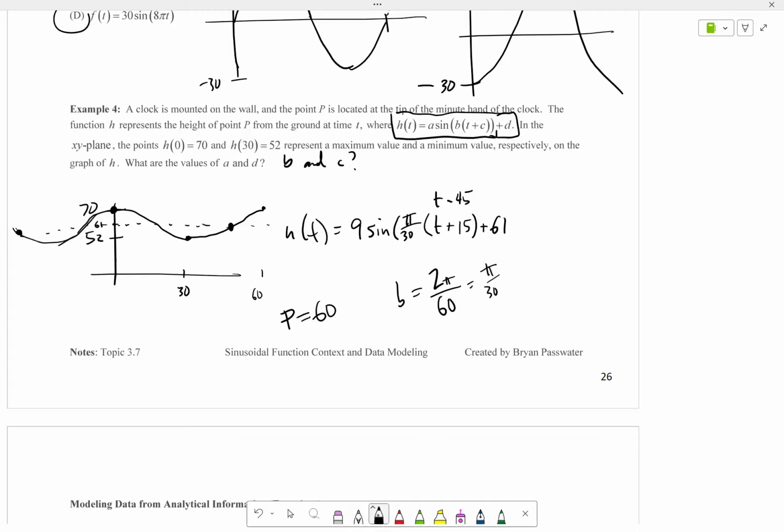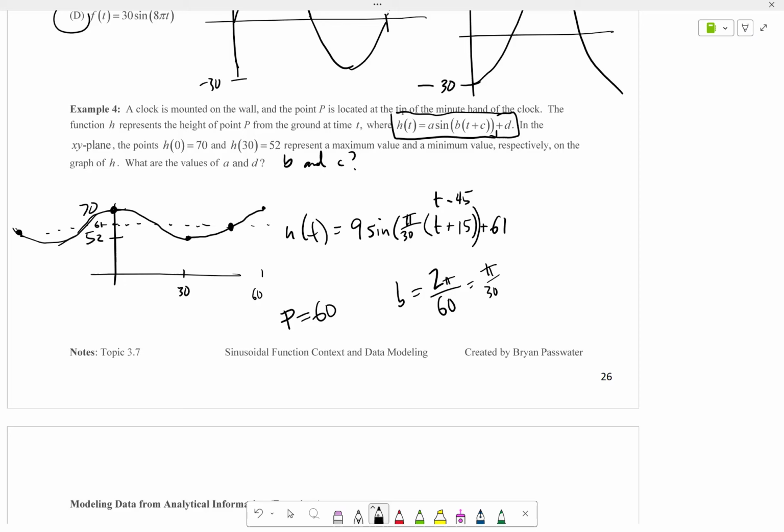2 minus pi over 2. I got that because the sine graph starts at the origin. If we move it up 61 units, which is the midline, and h is 0 to 70, it's already at the maximum of the sine graph. And to move to the maximum of that graph, you would add pi over 2.